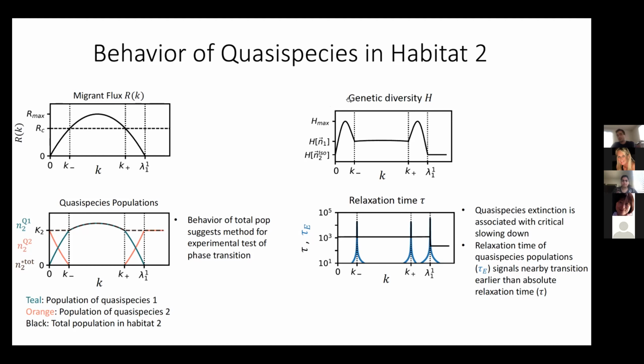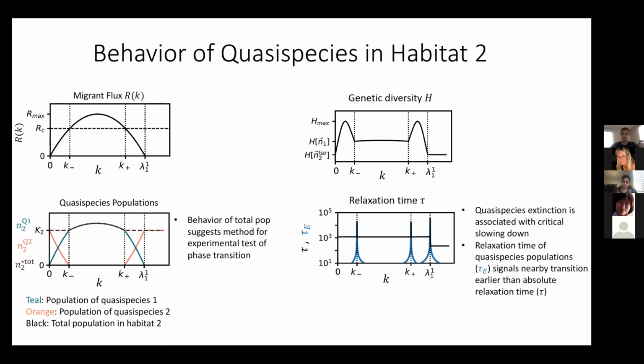Another thing that's interesting to look at is the genetic diversity, and the importance of genetic diversity would depend on the particular application. But for example, in the case of the gut microbiota, having diverse gut microbiota may be very important for health. And as is fairly intuitive, the genetic diversity is maximized at this region of intermediate k, which corresponds to this region over here, where there's the coexistence of the two quasi-species, right? It makes sense. If there's two quasi-species coexisting, the diversity will be higher than if there's just one or the other quasi-species.